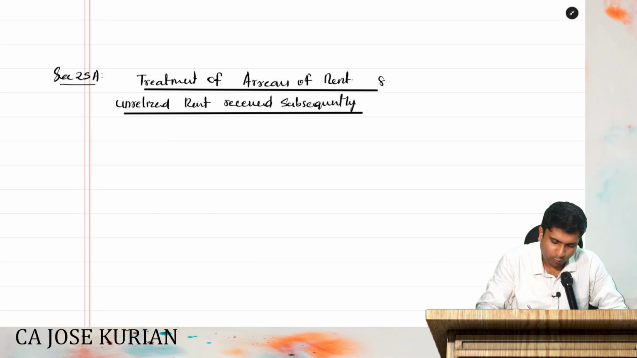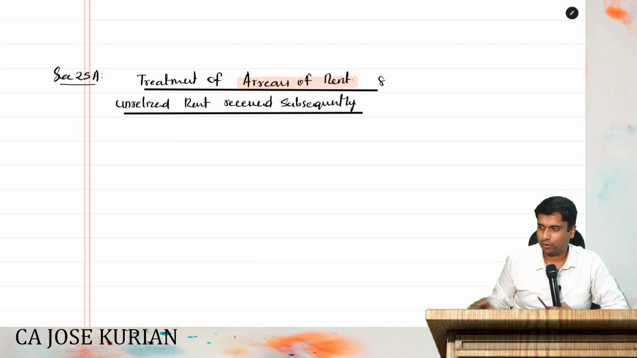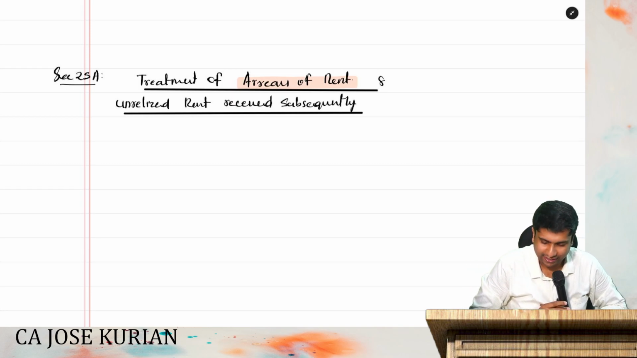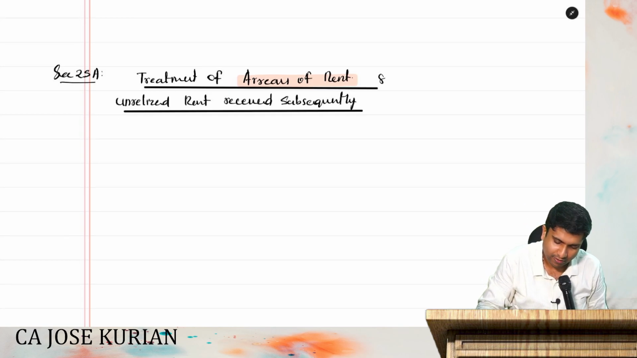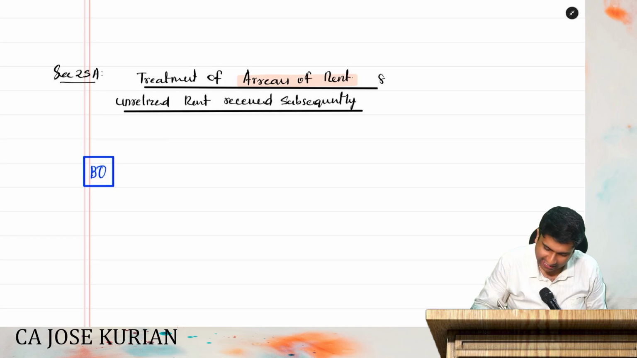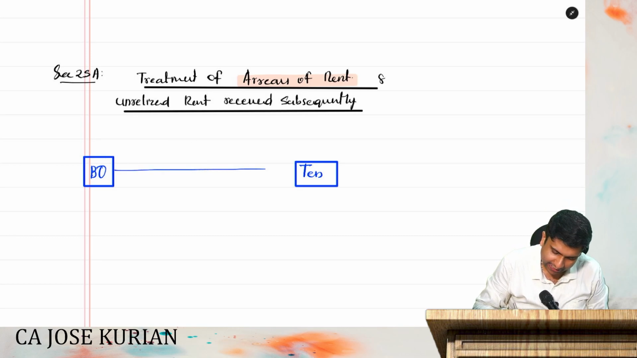So let's understand what exactly is this phrase. What do you mean by arrears of rent? Hope you remember. I'll give you one example to understand what is arrears of rent. Listen, say for example, there is a building owner. I'll call him as BO. BO means building owner. And JK is the tenant. Ten means tenant. Okay. So building owner and tenant, they had a rental agreement in 2021-22.